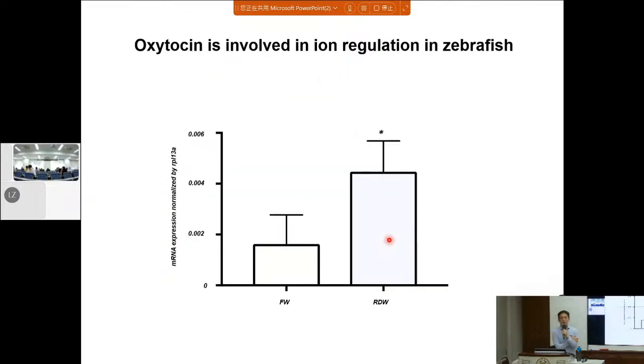So I will give an example to describe the hormone regulation of the ionocyte function. First, we use oxytocin as a candidate. We treat the fish in fresh water or deionized water, which means the ion concentration is very low. Then we found that the oxytocin content is significantly increased.